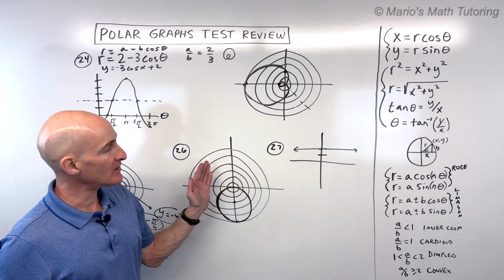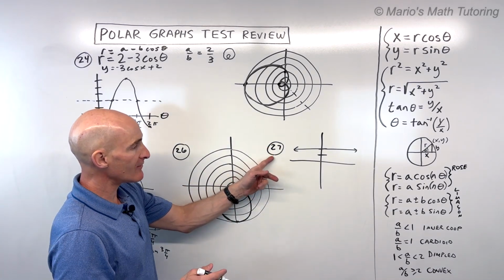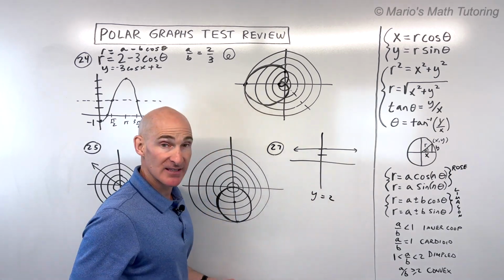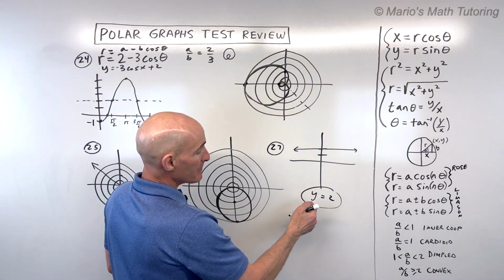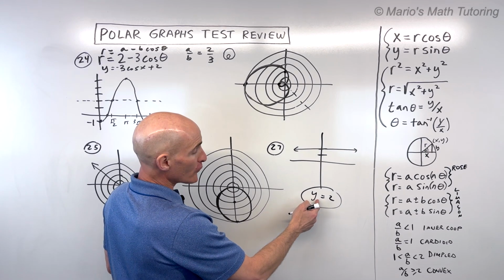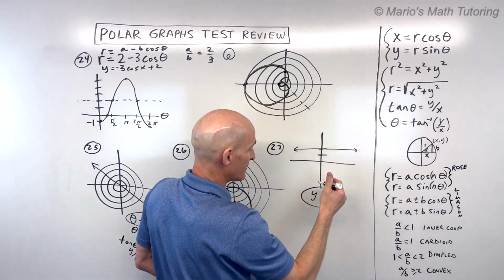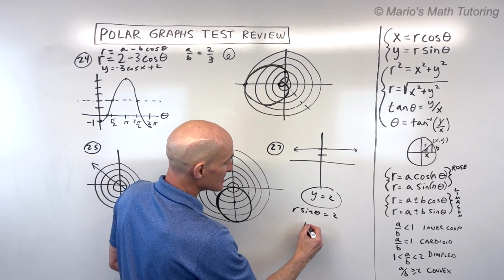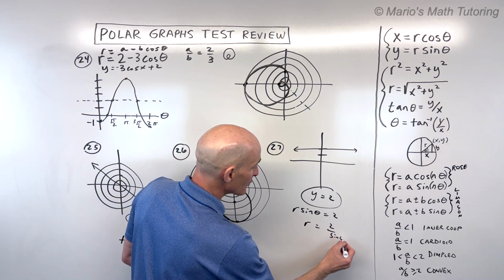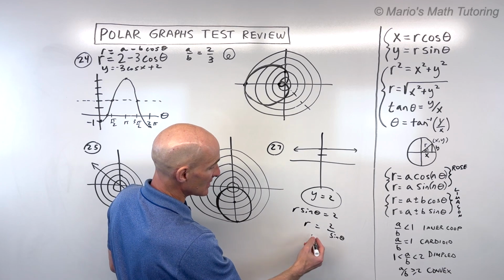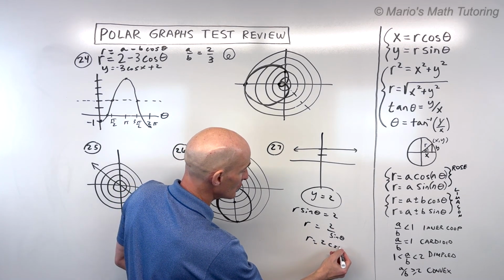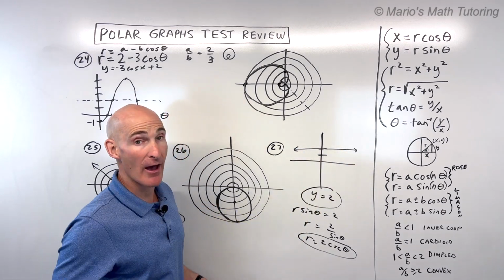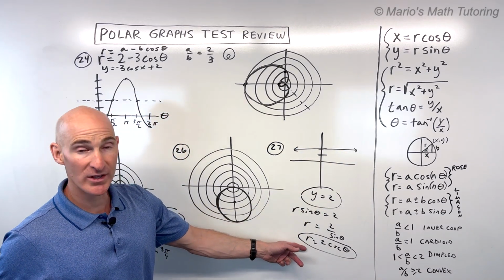Let's do 27 and then come back to 26. 27, this is just a horizontal line. That line we know is y equals 2. That's our rectangular form. But to change it into the polar form, we know y equals r sine theta, right? So let's replace that with r sine theta. Divide both sides by sine theta. The reciprocal of sine is cosecant. So I could write this as r equals 2 cosecant theta. Again, both of these equations describe the same graph. It's just that one's rectangular, one's polar.